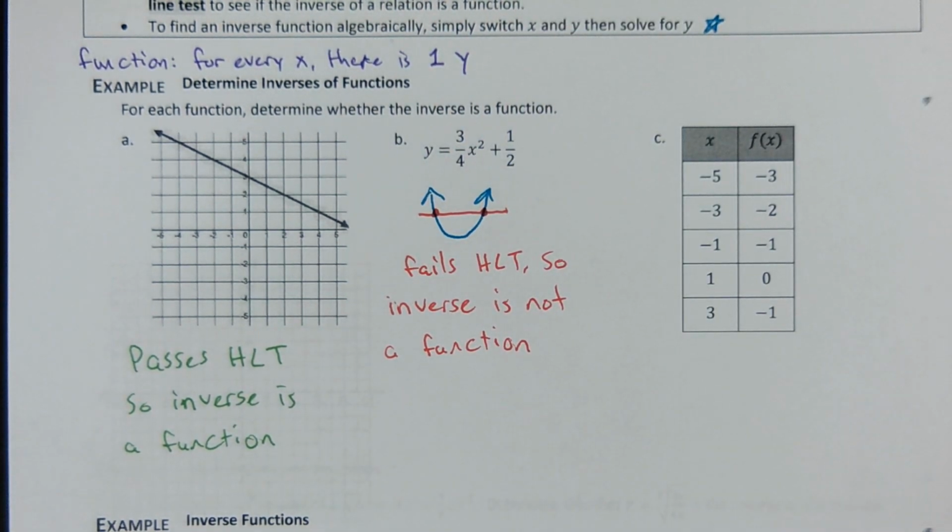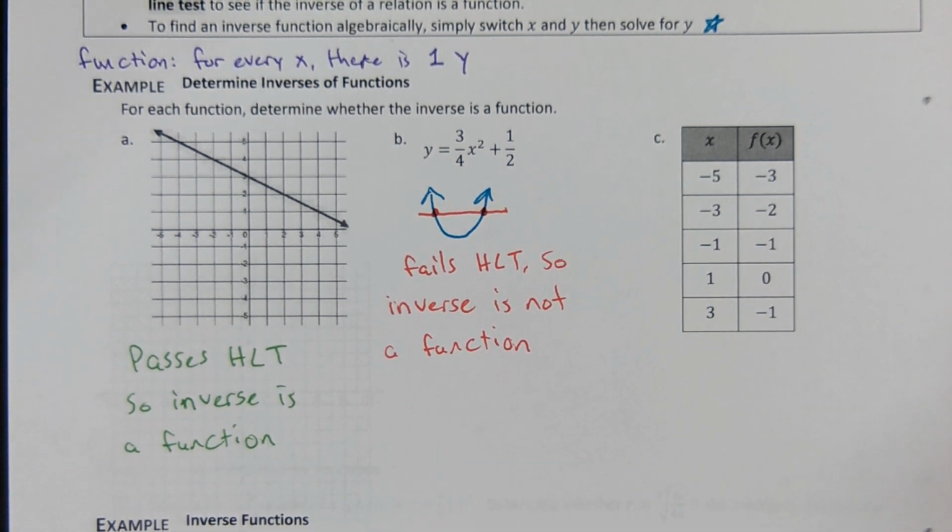And that's why we use the vertical line test. Because every vertical line is x equals some number. And if a vertical line can only touch your graph once, then you go, oh, for that x value, there is only one y value because it only hits the graph once. Okay? For every x, there's exactly one y. That's what it means to be a function.